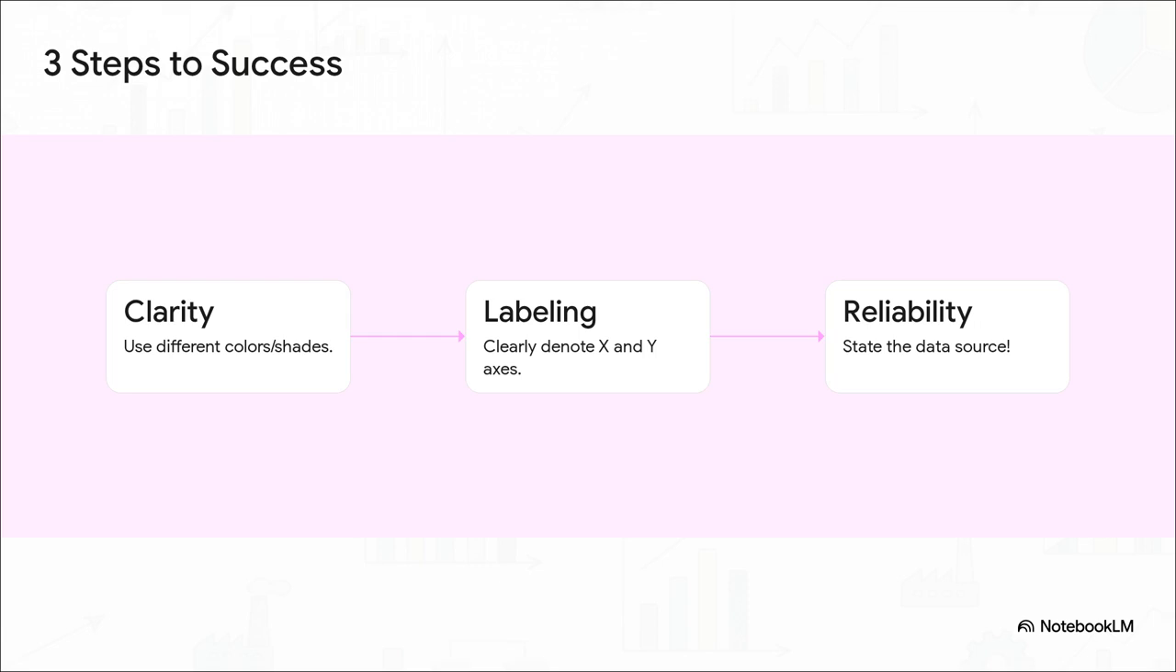Let's actually condense those textbook rules into 3 actionable, easy-to-remember steps for your own work. Step 1 is clarity. Always use different colors or shades to distinctly separate the components of your picture. Step 2 is labeling. Never leave your audience guessing. Clearly denote exactly what those X and Y axes represent. And step 3, which is perhaps the most crucial for your credibility, is reliability. Always, always state the original source of your data. That's what makes your visual authentic.